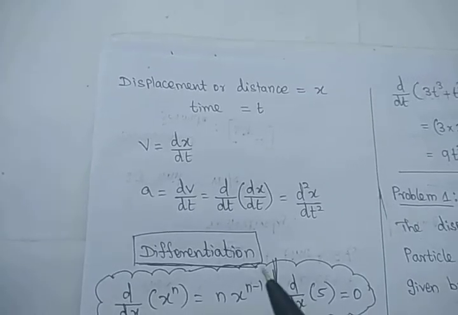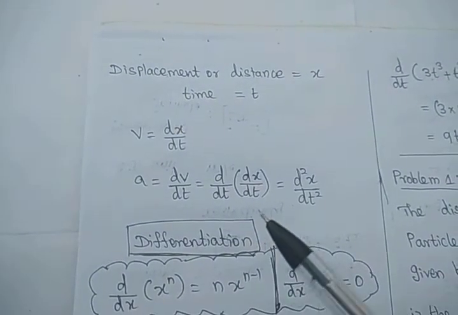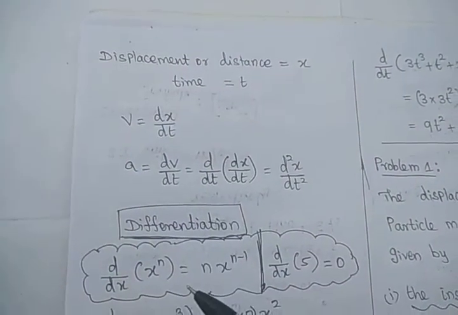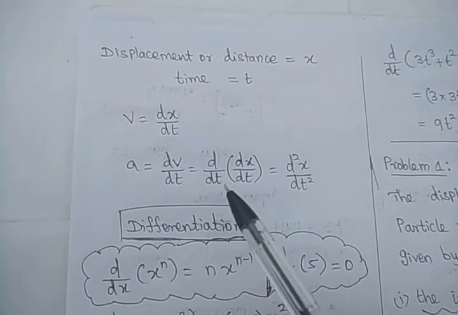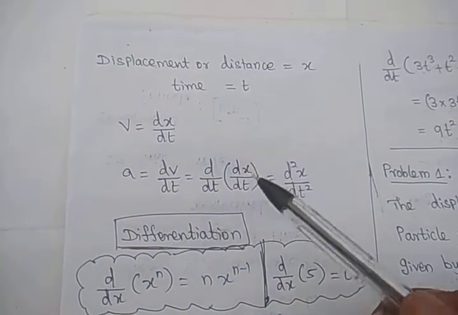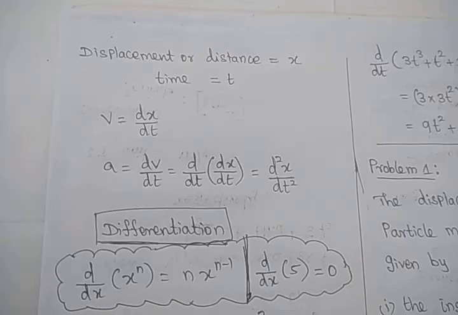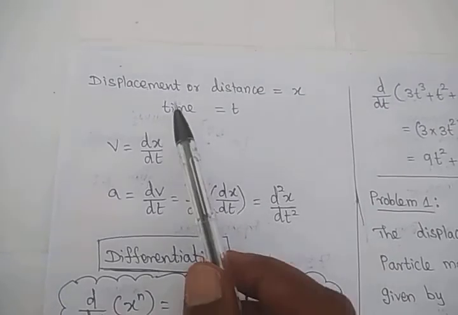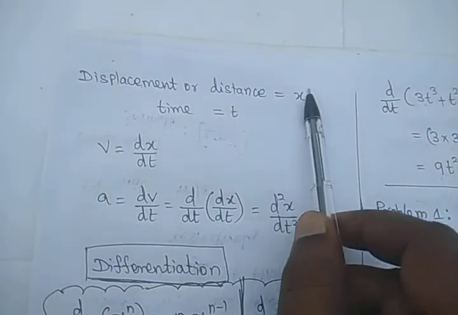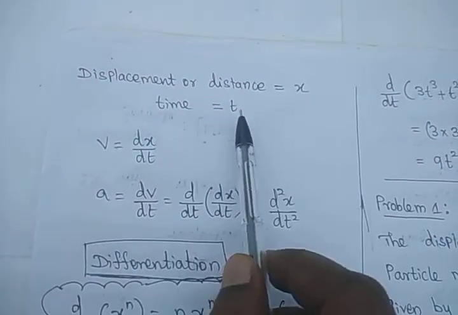In this session, we are going to see how to calculate the displacement, distance, velocity and acceleration mathematically. Mathematics is the queen of science. Without mathematics, we cannot understand science clearly. Now you see that the displacement or the distance can be represented by the notation x, and the time will be t.